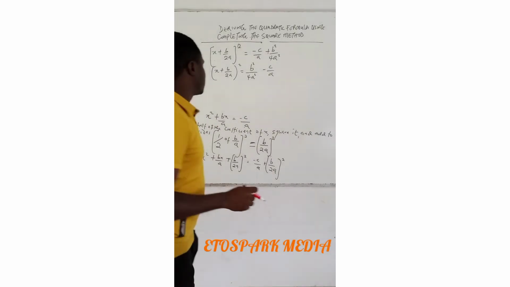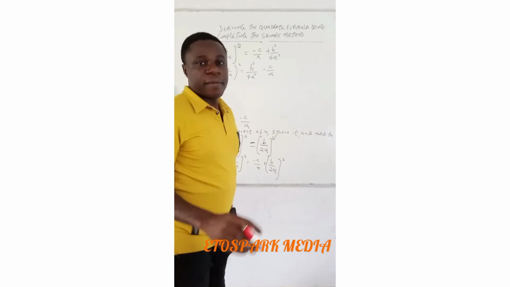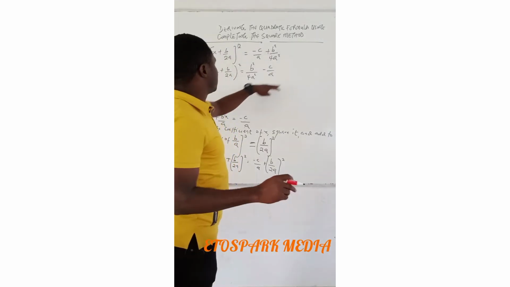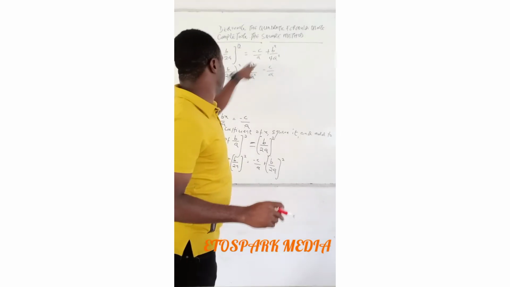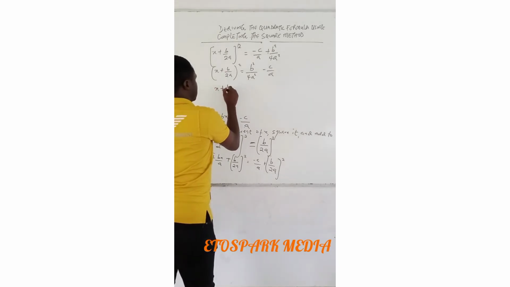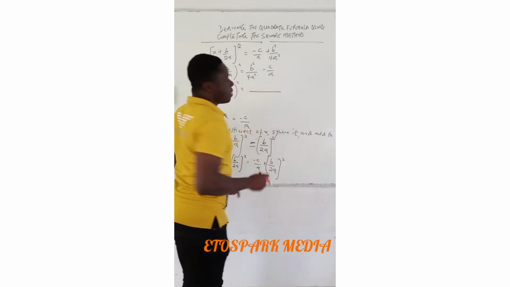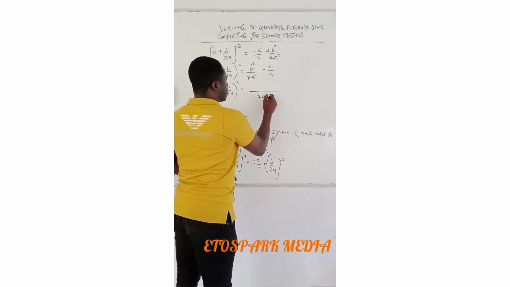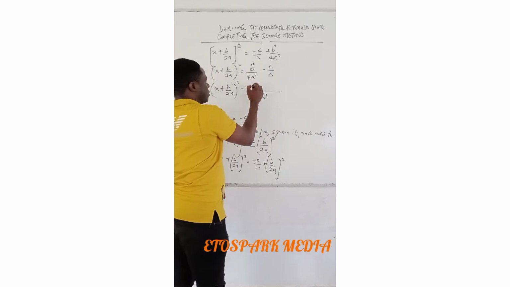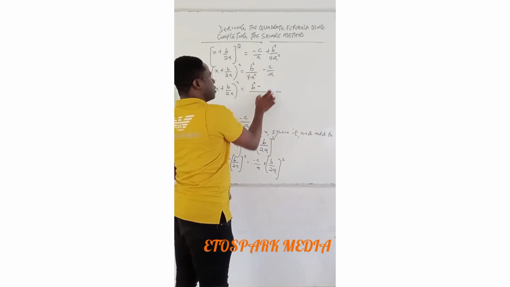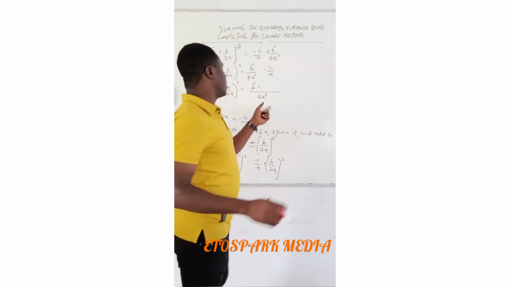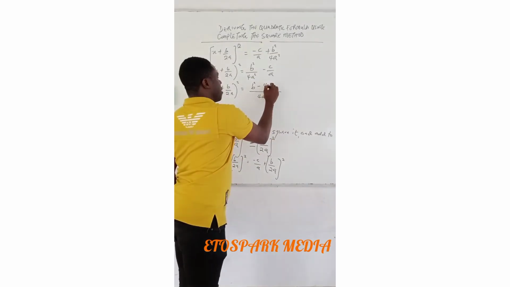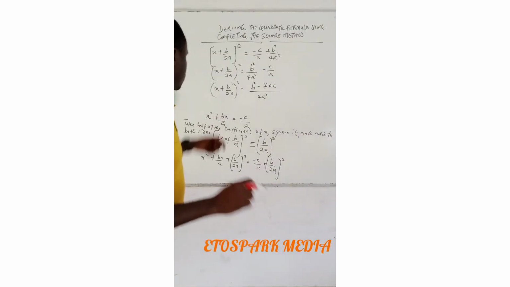The next thing we need to do is to simplify this algebraic fraction here. So we have x plus b over 2a all squared equals, by taking the LCM of the terms at the denominator, we have 4a squared here. This divided by this, 1 times this is b squared, minus this divided by this is 4a. 4a times c is 4ac. This is what we have.